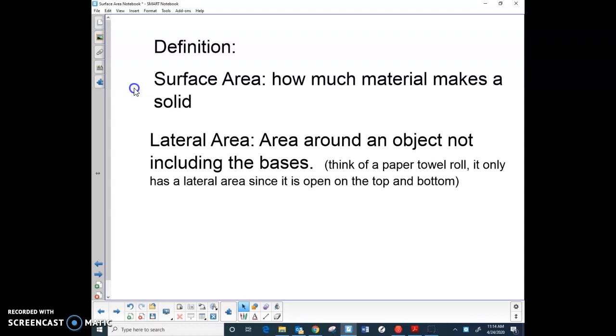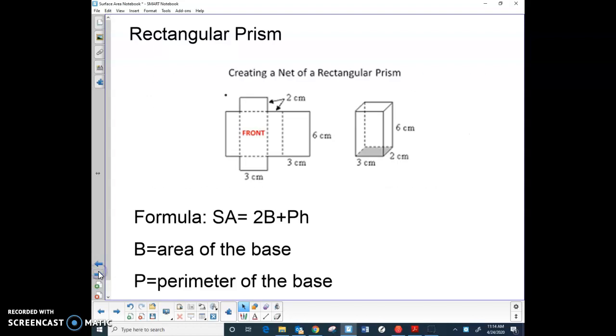When you take it apart and lay it out flat, that's what we're going to find the area of, and that's what's called a net. The lateral area is the area around an object, not including the bases. So if you think of a paper towel roll, it only has a lateral area since it's open on the top and the bottom. So we're just looking for that area. If we cut that and open it up, just that area, that's a lateral area.